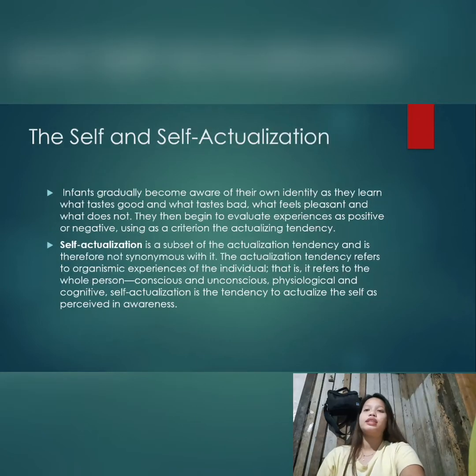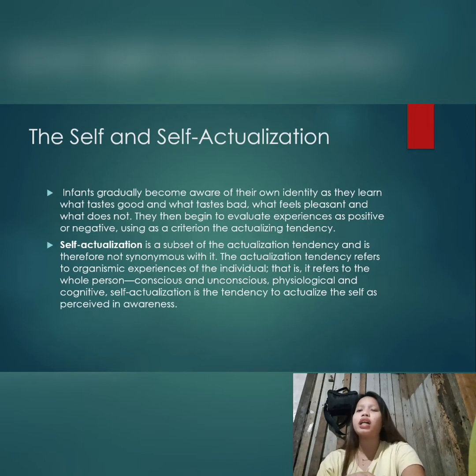So the other one is, there are two kinds also, the self and the self-actualization. So the self is, infants gradually become aware of their own identity as they learn what tastes good and what tastes bad, what feels pleasant and what does not. They then begin to evaluate experiences as positive or negative, using as a criterion the actualizing tendency.